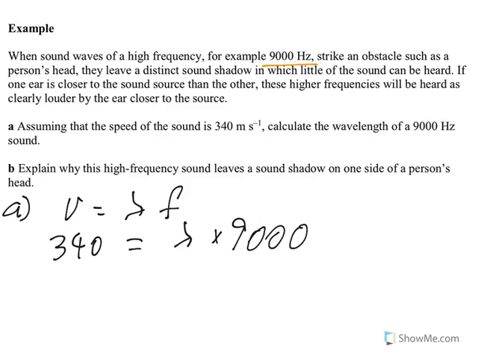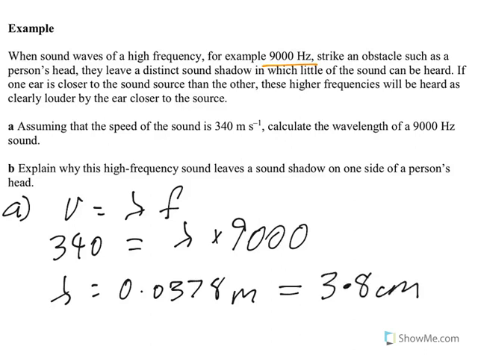And when you do that calculation, you find that the wavelength is 0.0378 metres, or if you like, about 3.8 centimetres. So pretty short. So explain why this high frequency leaves a sound shadow on one side of a person's head.